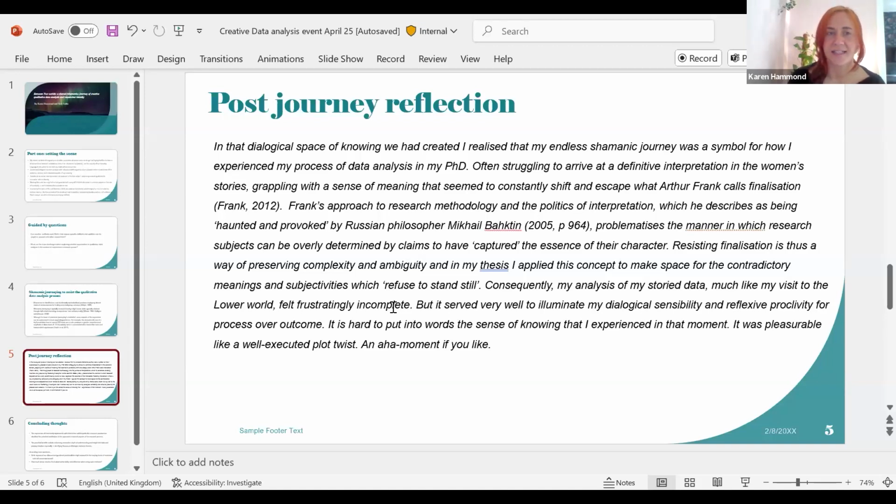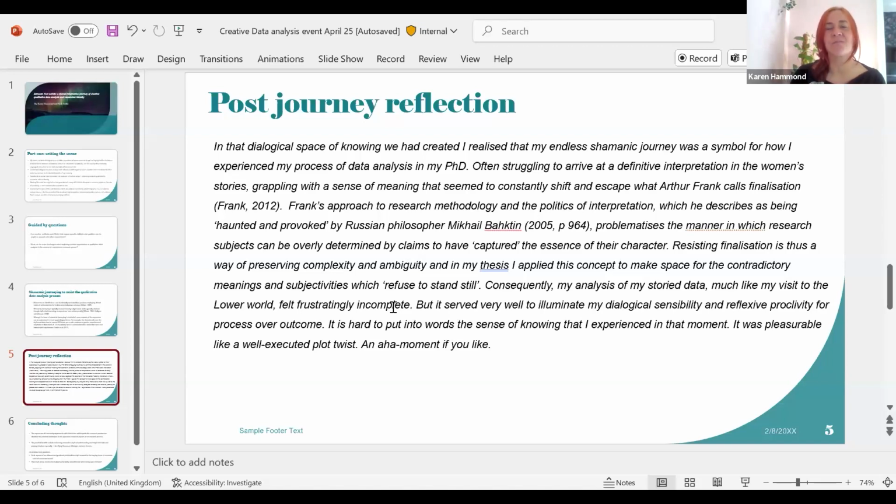So this resisting finalisation as a way of preserving the complexity and ambiguity in my thesis was a concept that was strongly reflected in my experience of the shamanic journey. My analysis of my storied data very much mirrored my reflection on my journey to what they call the lower worlds within the shamanic journey. And I was left feeling that it was frustratingly incomplete. So although I did experience something quite profound within the shamanic journey, I still felt as though it was more of a process than a destination.